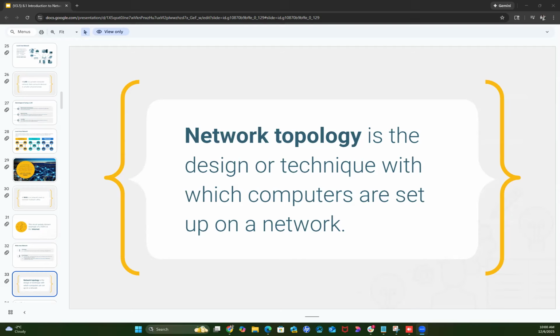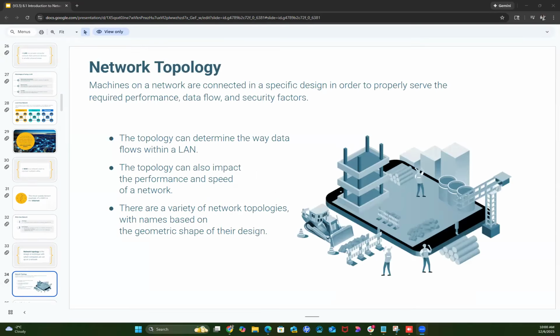So what is the network topology? Network topology is the design or technique with which computers are set up on a network. The topology can determine the way data flows within a network. The topology can also impact the performance and speed of the network. So there are a variety of network topologies named based on the geometric shape of their design. There are lots of network topologies we have.